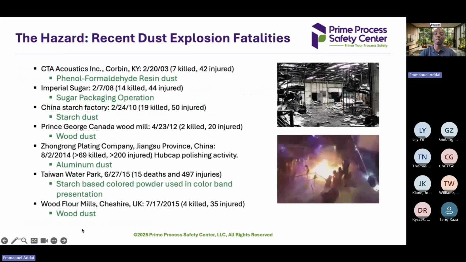These are typical incidents that claimed lives, and I just wanted to highlight them here. You can see the first one is CT Acoustic, where 7 lives were lost. You can see Imperial Sugar, which is very popular, where there was a sugar dust explosion. The list continues, so I will not dive much into it, but you can see that in each scenario, lives were lost. That means the risks associated with combustible dust are apparent, and it keeps destroying property, injuring people, and claiming lives.